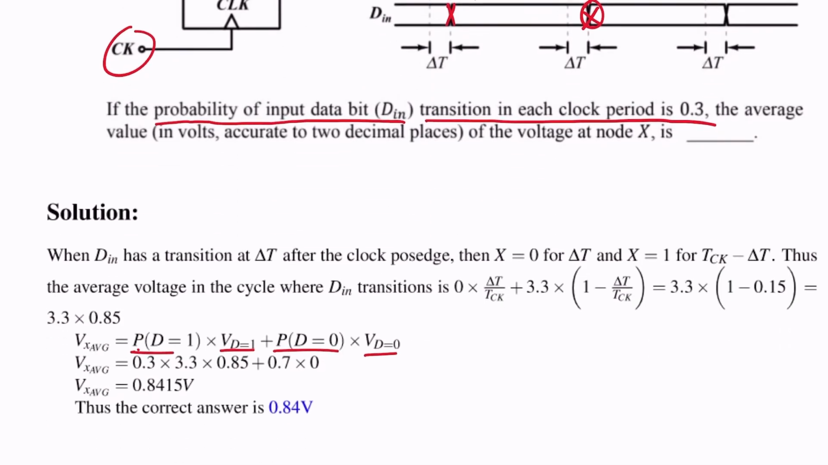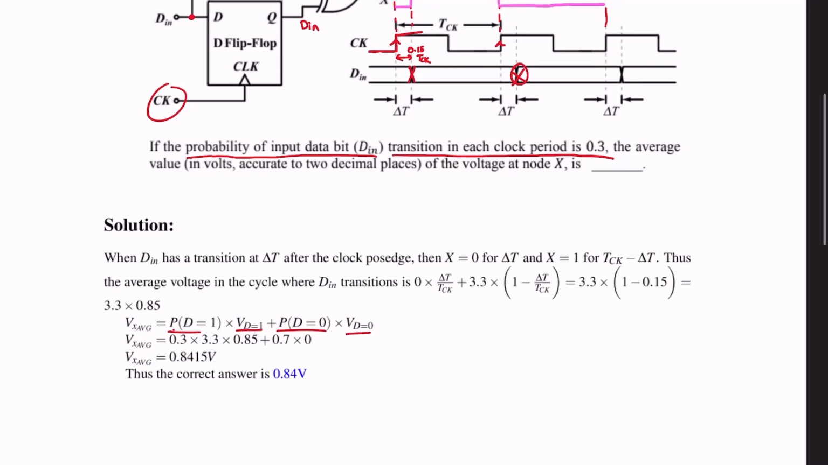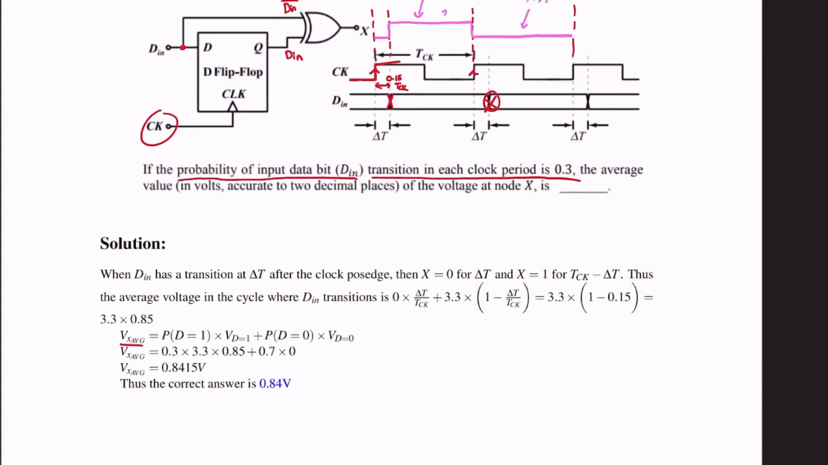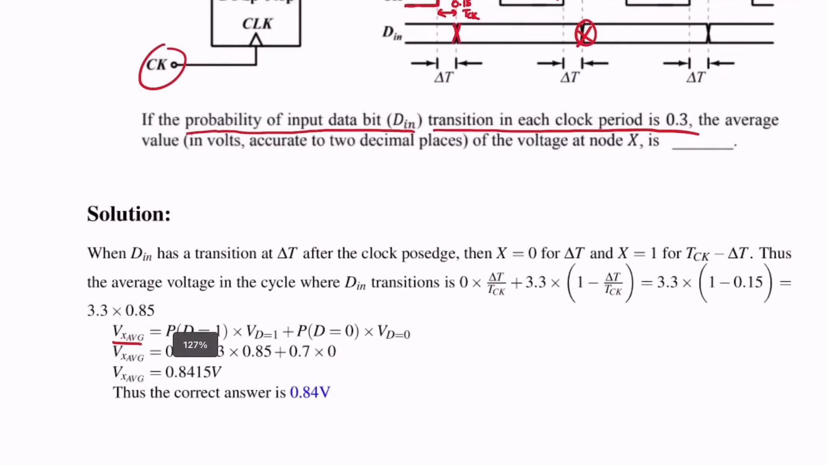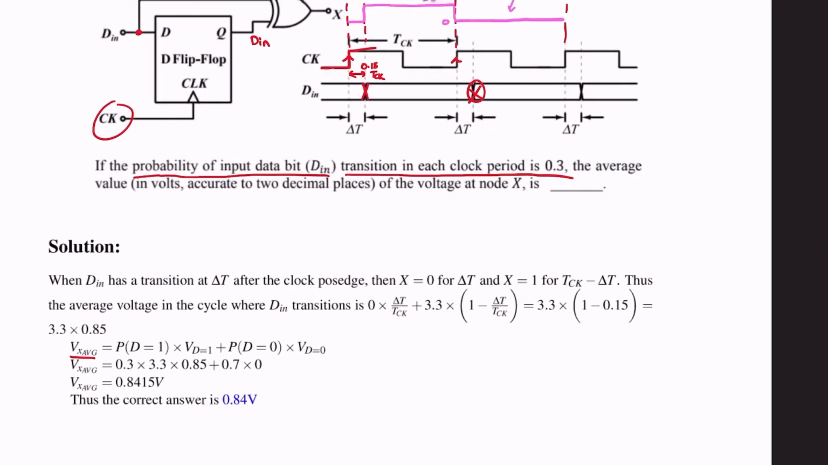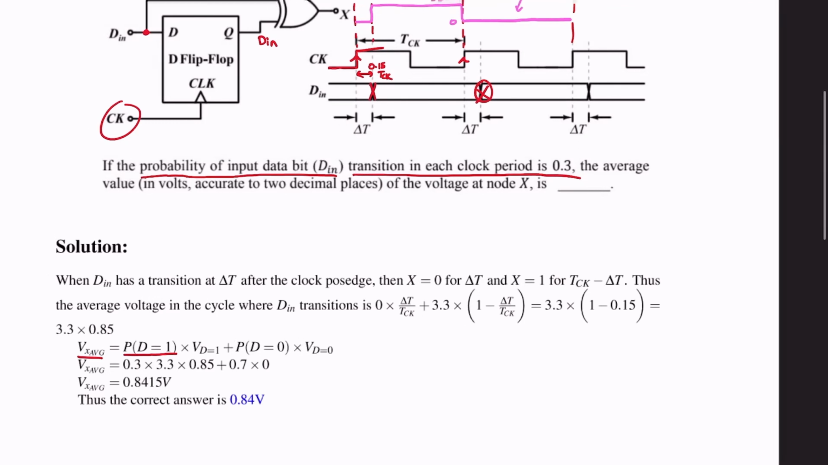So now we can get an average voltage as follows. That is the average voltage at the output X. So the idea is that this is going to 3.3 volt and this is 0 volt. So the average voltage, that is the expected value of the voltage, is the probability that D has a transition and the probability that D does not have a transition, right?